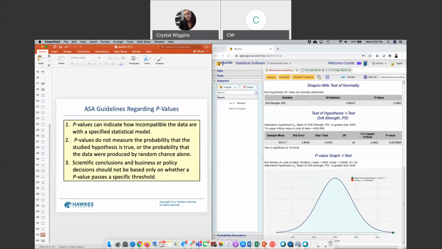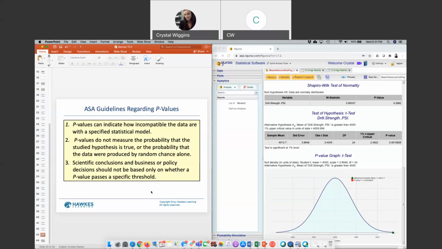P-values do not measure the probability that the studied hypothesis is true or the probability that the data were produced by random chance alone. So essentially what we're reading right now are the common misconceptions about p-values. So they're trying to make clear statements here. Scientific conclusions and business or policy decisions should not be based only on whether a p-value passes a specific threshold.